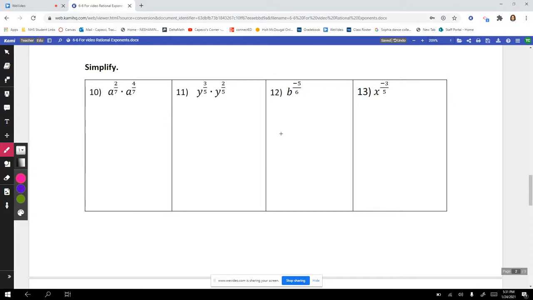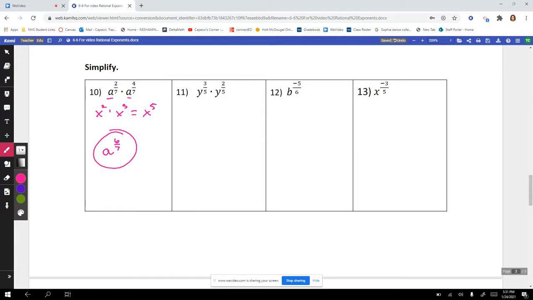Okay, number 10, my bases are the same. Now remember, if you had something like x squared times x to the third, if my bases were the same, I would add the exponents and get x to the fifth, right? So we're going to have the same idea here. My bases are the same. I'm going to get a, and I'm going to add 2 to the seventh and 4 to the seventh, which gives me 6 to the seventh. Now I can't do anything else with that, so that's going to be my final answer.